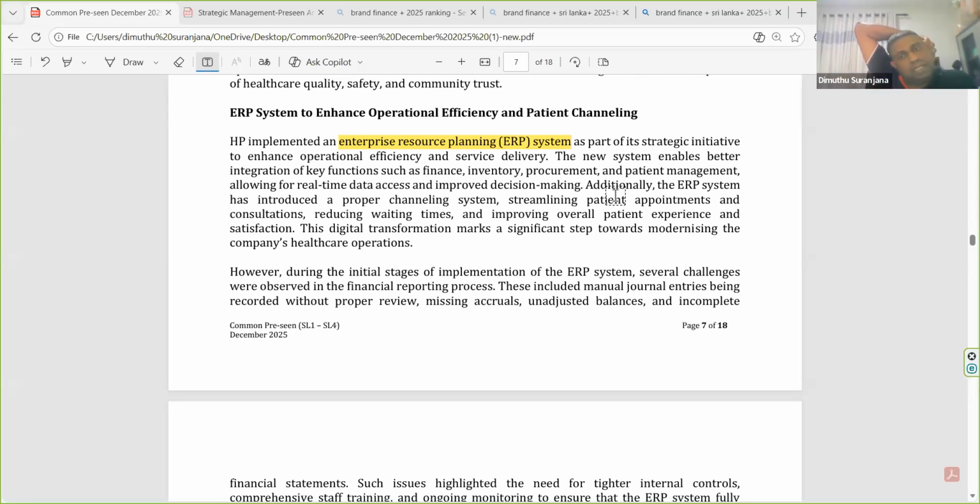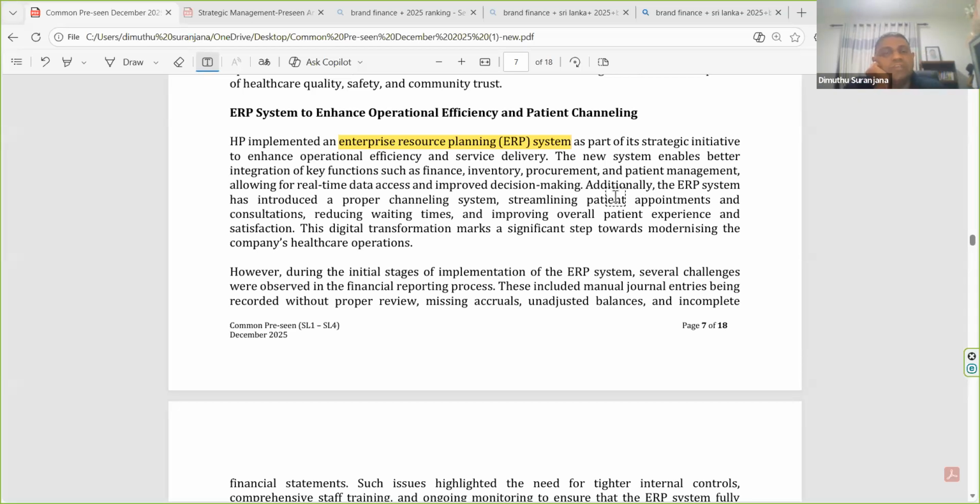HP implemented an ERP system as part of a strategic initiative to enhance operational efficiency and service delivery. The new system enabled better integration of key functions such as finance, inventory, procurement, and patient management, allowing for real-time data access and improved decisions. So we all know, what happened in ERP? There are modules, so finance, inventory, they can input data, and in real time these are updated. Then when others take decisions, they can find real-time data.